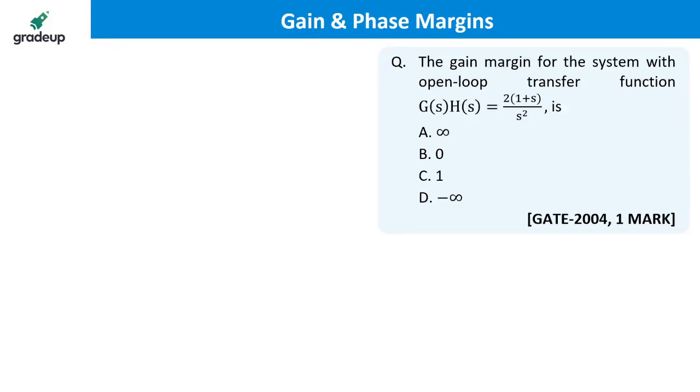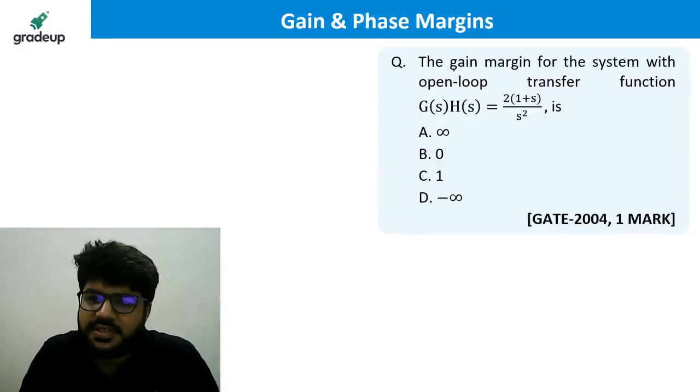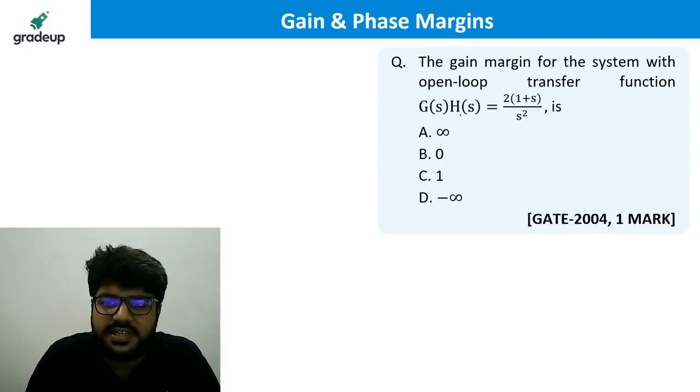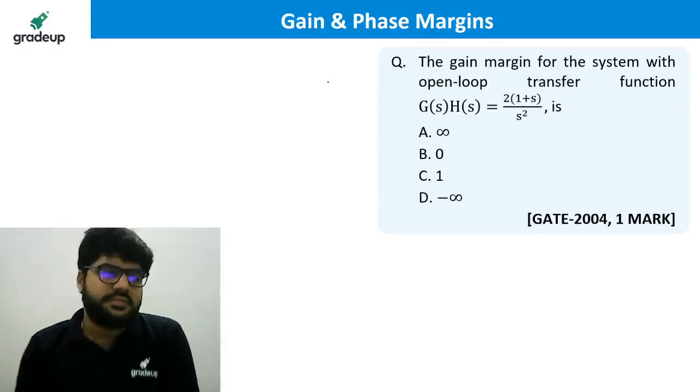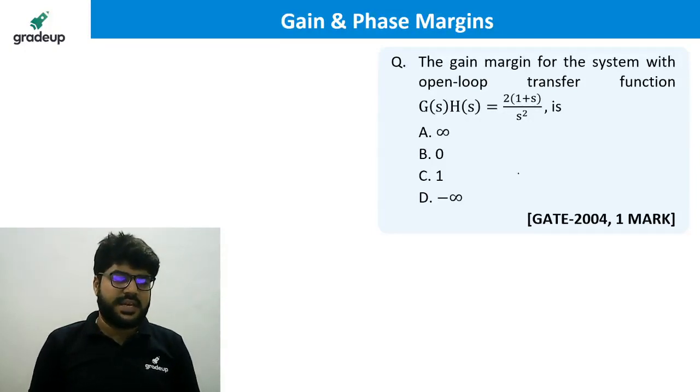And next question. Now here also this question has a special case hidden inside. The gain margin for the system with open loop transfer function G(s)H(s) equal to twice (1 plus s) by s square is. Gain margin is being asked for the system with open loop transfer function G(s)H(s) equal to twice (1 plus s) by s square.